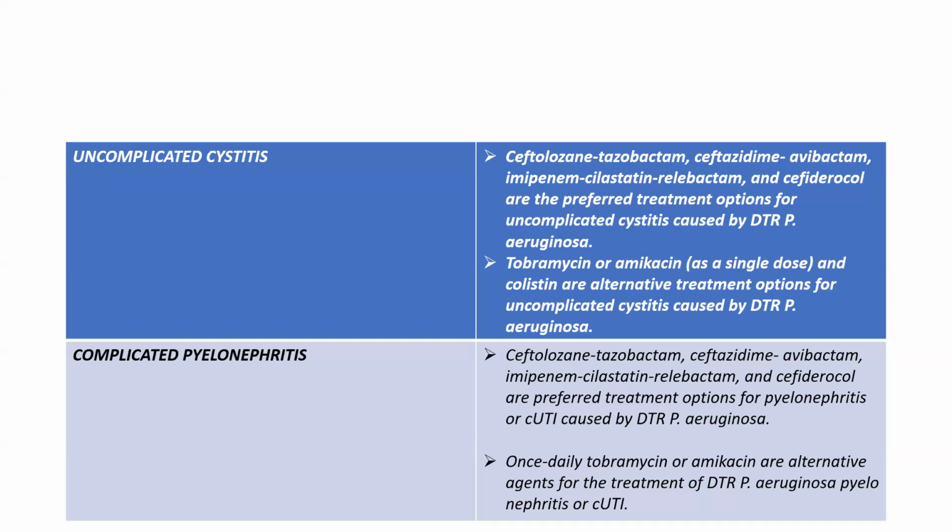Now, for complicated pyelonephritis, the drugs that we can use are ceftolozane-tazobactam, ceftazidime-avibactam, imipenem-cilastatin-relebactam, and cefiderocol. Once-daily tobramycin and amikacin are alternative agents.